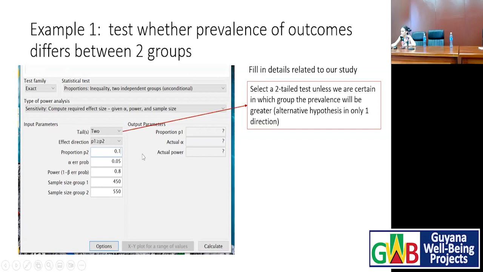So, starting with, we'll always have the option to select the 2 or 1 tailed test. And we should select the 2 tailed test unless we are already certain about which group is going to have a greater prevalence, which group has the greater value than the other, which direction it's in. If we do a 1 tailed test, we're only testing a hypothesis in one direction. Typically we may have an idea, but a two-tailed test is going to be more conservative.